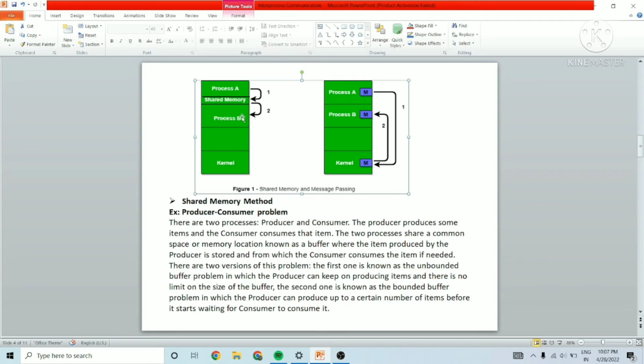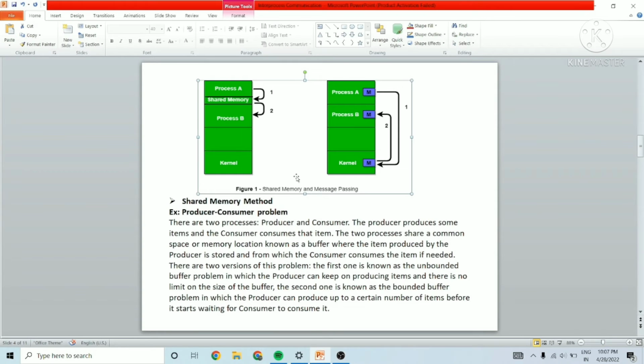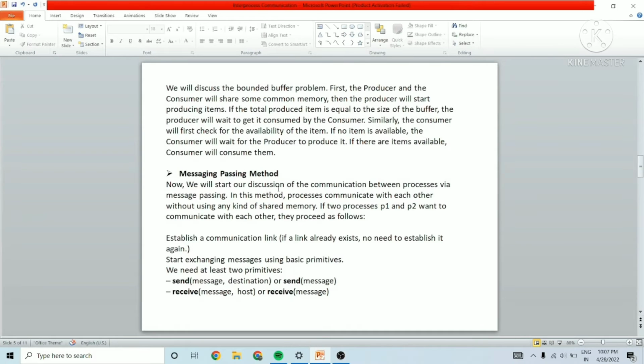And let us talk about message passing. In the message passing method, processes communicate by passing messages. In this method, processes communicate with each other without using any kind of shared memory. Means there is no shared memory. If we take two processes, let's suppose P1 and P2, which want to communicate with each other, they can communicate with the help of the kernel.